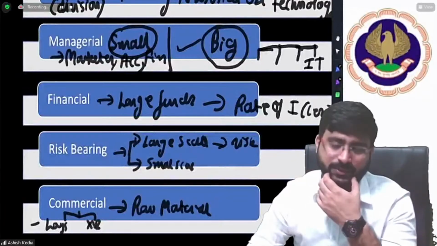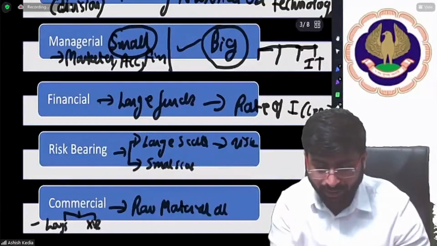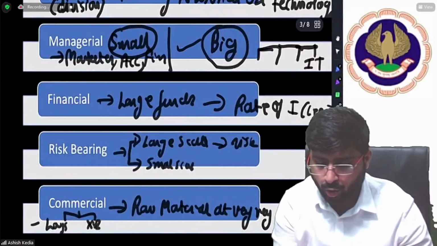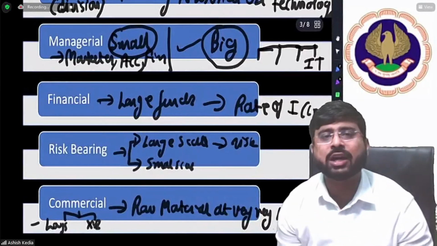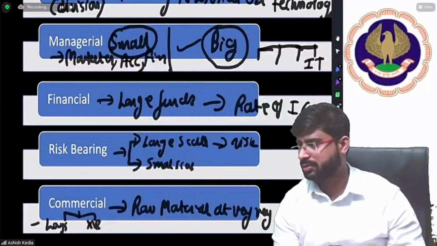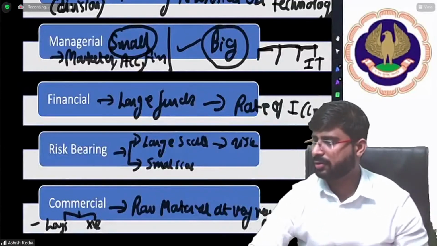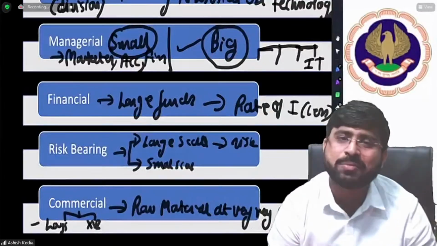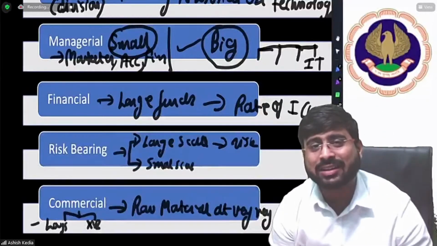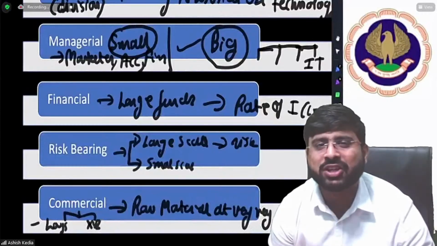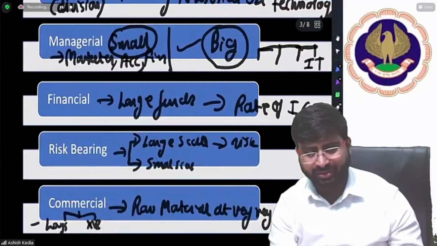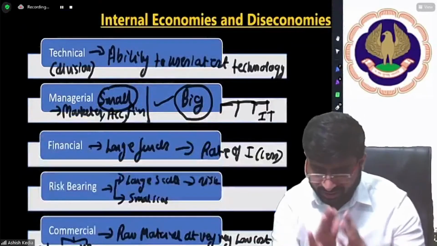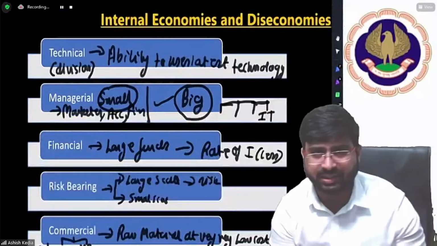Oh, we got it, sir. So, raw material at very, very low cost. Absolutely. This advantage that Lay's enjoyed is called commercial economy. So, my dear friends, these were the internal points explained. Now, I will revise this entire thing in Hindi once again.